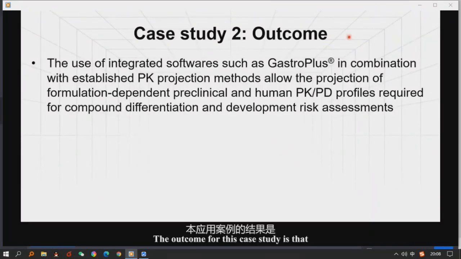The outcome for this case study is that the use of integrated softwares such as GastroPlus in combination with established PK prediction methods allows the projection of formulation-dependent preclinical and human PK/PD profiles required for compound differentiation and development risk assessments.